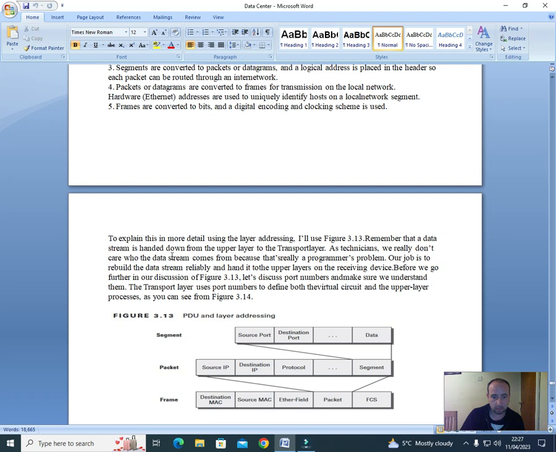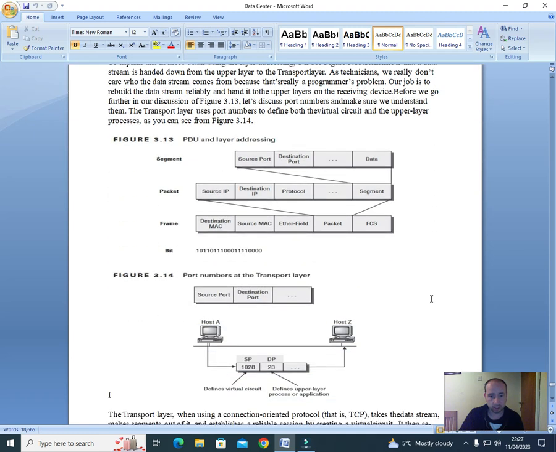Remember that a data stream is handed down from the upper layer to the transport layer. As technicians, we really don't care who the data stream comes from because that's really a programmer's problem. Our job is to rebuild the data stream reliably and hand it to the upper layers on the receiving device. Before we go further in our discussion of figure 3.13, let's discuss port numbers and make sure we understand them. The transport layer uses port numbers to define the virtual circuit and the upper layer process, as you can see from figure 3.14.